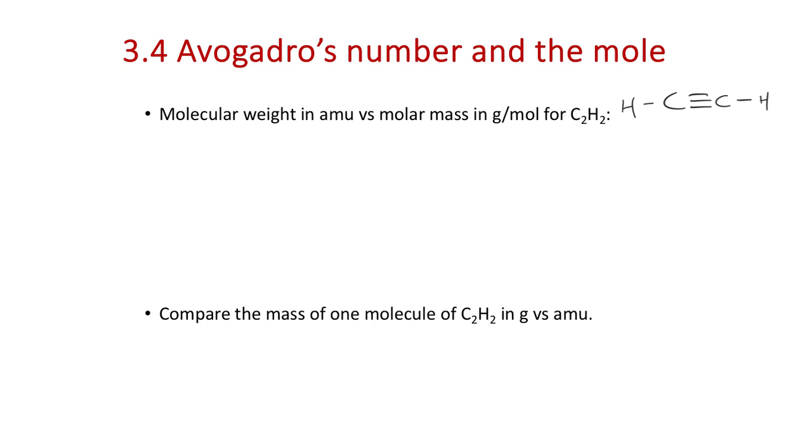You don't need to know that name, but this is just a molecule that happens to be a gas at room temperature. The molecular weight is the atomic weights of 2 carbons plus the atomic weights of 2 hydrogens from the periodic table. So our molecular weight would be equal to 2 times 12.01 AMU for carbon plus 2 times 1.008 AMU for hydrogen. That would be 26.04 AMU.